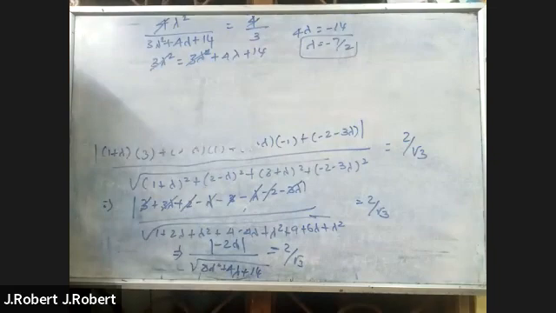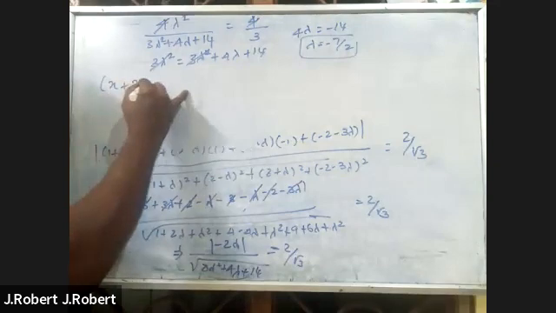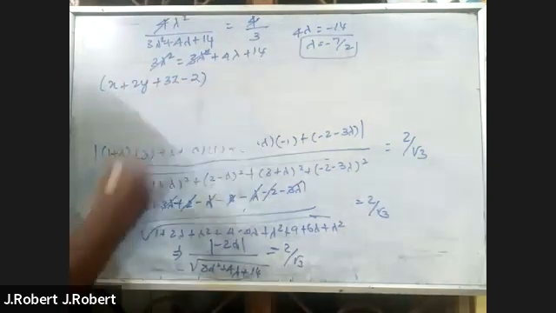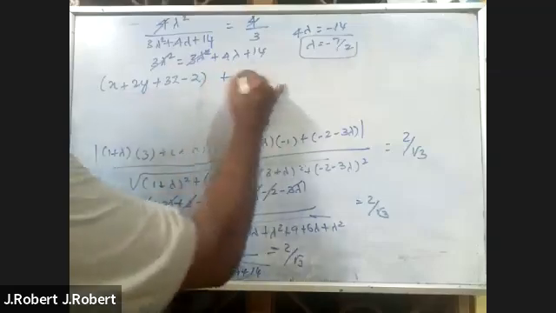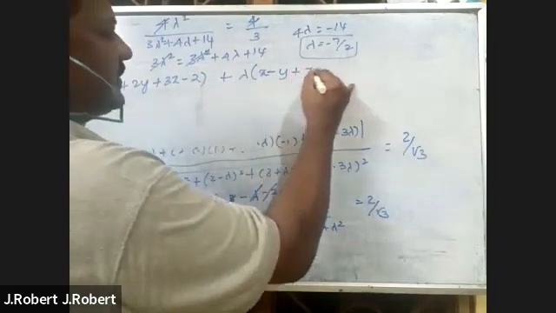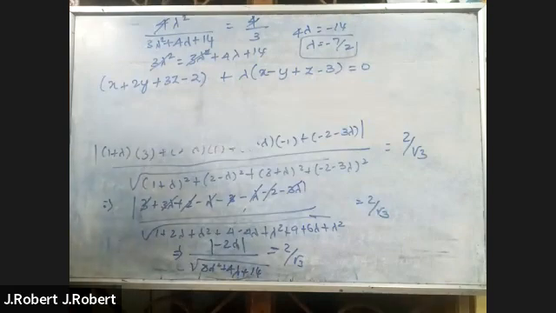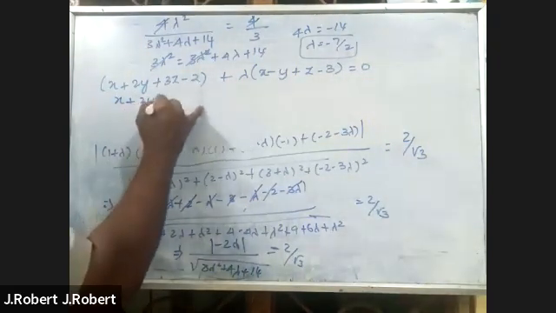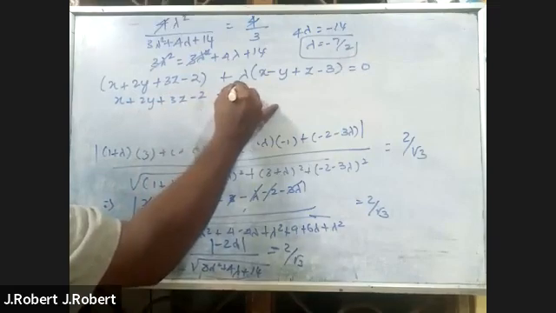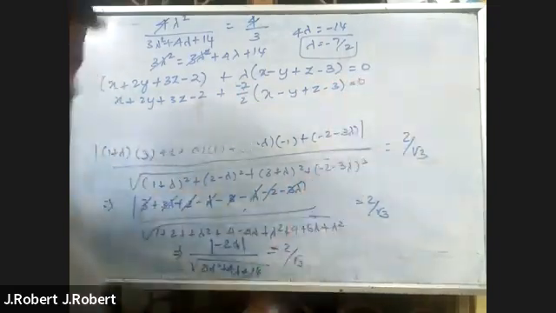Look, we have found lambda. Now we substitute it into the first equation: first plane plus lambda into second plane. The first plane is x plus 2y plus 3z minus 2 plus lambda into x minus y plus z minus 3 equal to 0. So this is the plane, and the value of lambda is minus 7 by 2.